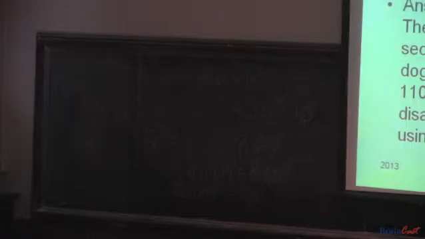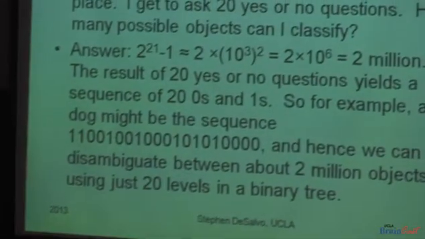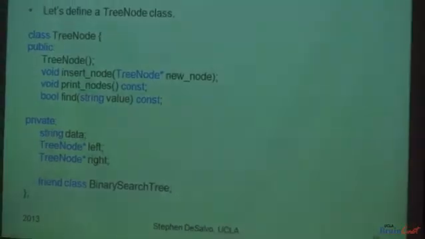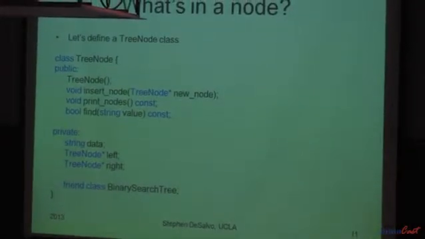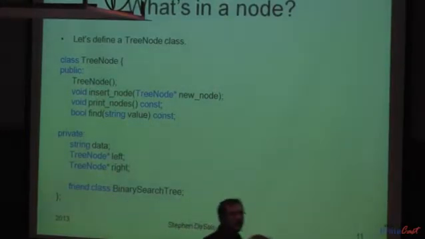All right. So in a binary search tree with 20 levels, that gives us about 1 million or 2 million or so different possibilities. So what would a binary search tree class look like? First of all, we need a tree node. We need a node class to store the data.